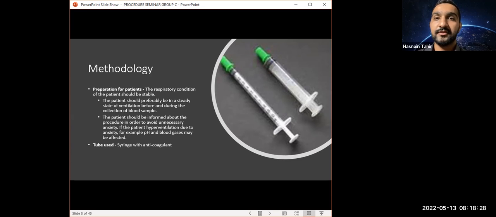First of all, for the preparation of patients, we have to make sure that the respiratory condition of the patient is stable, and the patient should preferably be in a steady state of ventilation before and during the collection of the blood sample. The patient should be informed about the procedure to avoid unnecessary anxiety, and if the patient is hyperventilating due to anxiety, pH and blood gases may be affected. This is the tube that we use, which is a syringe with anticoagulant.